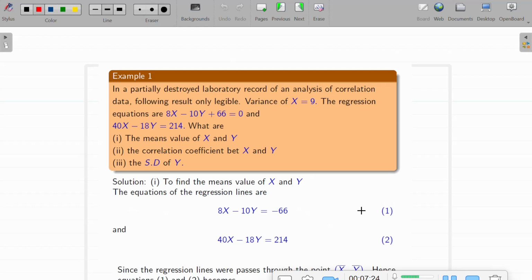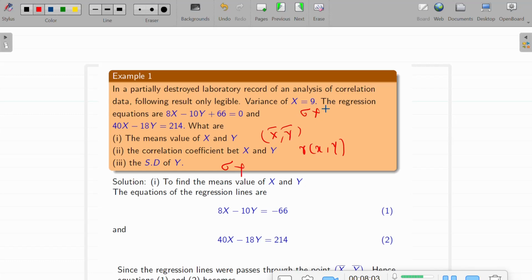Okay, so the first problem: in a partially destroyed laboratory record of an analysis of correlation data, the following results are only legible, these are the only available data. The variance of x is equal to 9, and two regression equations are given. Based on this data, we are supposed to find the mean values of x and y, the correlation coefficient between x and y, and the standard deviation of y. So we are supposed to find x bar, y bar, the correlation coefficient r of x comma y, and also sigma y, where sigma x is already given.